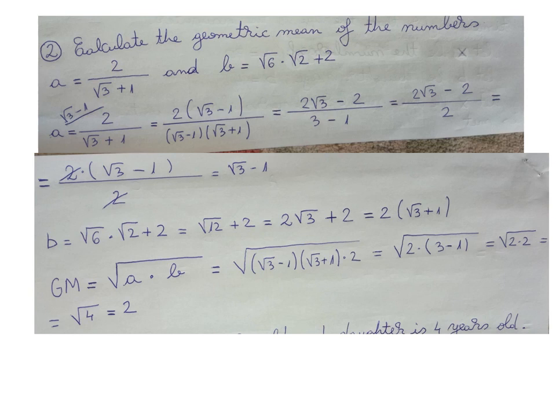b is square root of 6 times square root of 2 plus 2, which is equal to square root of 12 plus 2, which is equal to 2 square root of 3 plus 2, which is equal to 2 times square root of 3 plus 1. The geometric mean is the square root of the product of a times b, which is equal to 2.